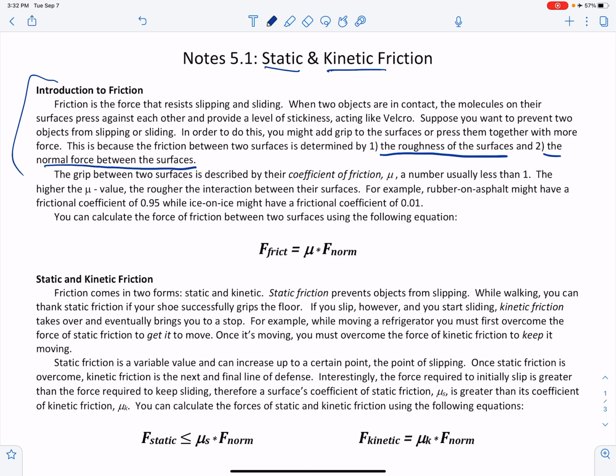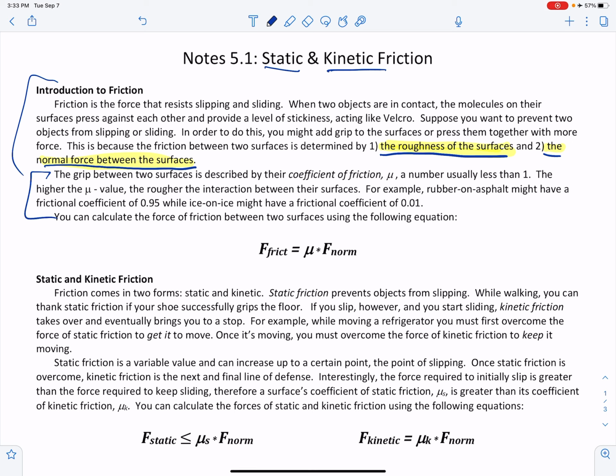So friction between two pieces of sandpaper is going to be greater than friction between two pieces of ice because of, number one, the roughness of the surfaces, right? But if you take those two pieces of sandpaper and you press them together with greater force, then you can actually increase the friction because you're increasing, number two, the normal force between the surfaces. So it's not just the roughness of the surface by itself, but it's also how much those surfaces are being pressed against each other.